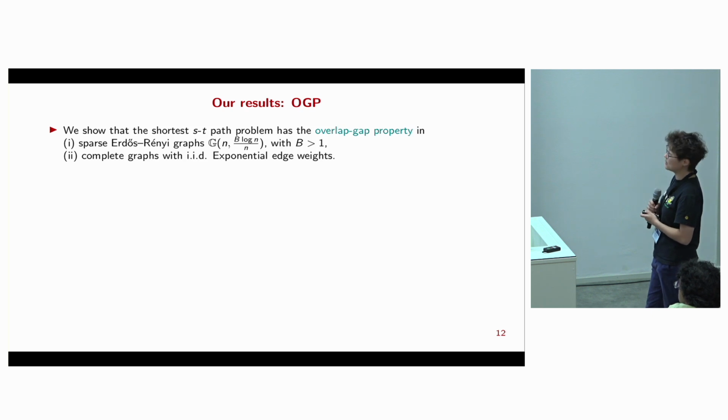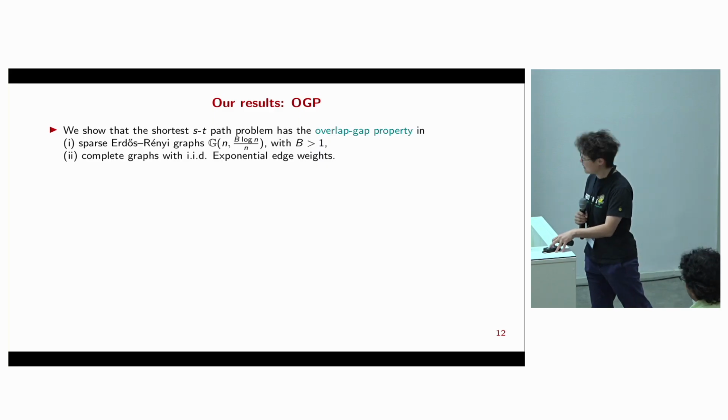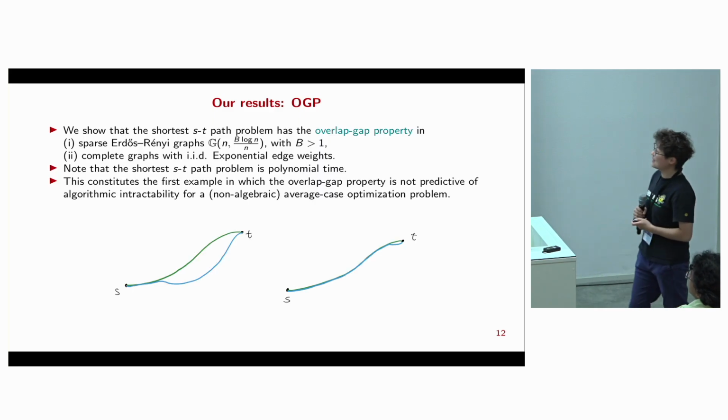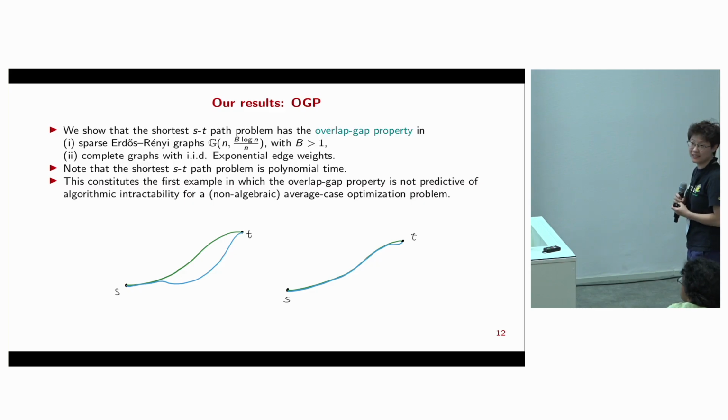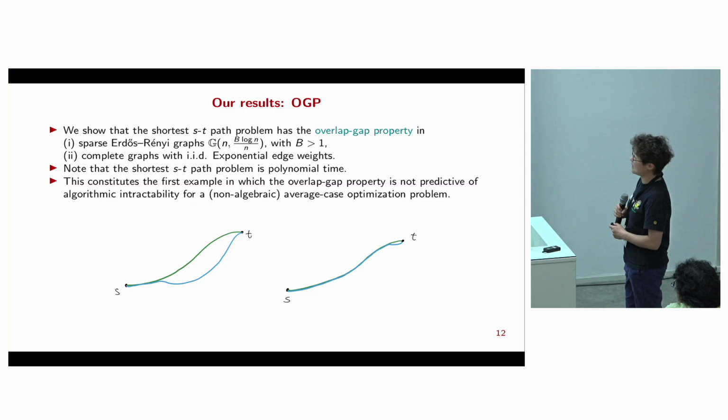And secondly, a complete graph with IID exponential edge weights. It doesn't actually have to be exponential. It could be any of your favorite positive distributions. Exponential is a little bit convenient, but it could be more arbitrary. Note that the shortest ST path problem is polynomial time, by your favorite shortest path algorithm. So this constitutes the first example in which the overlap gap property is not predictive of algorithmic intractability for a non-algebraic average case optimization problem.